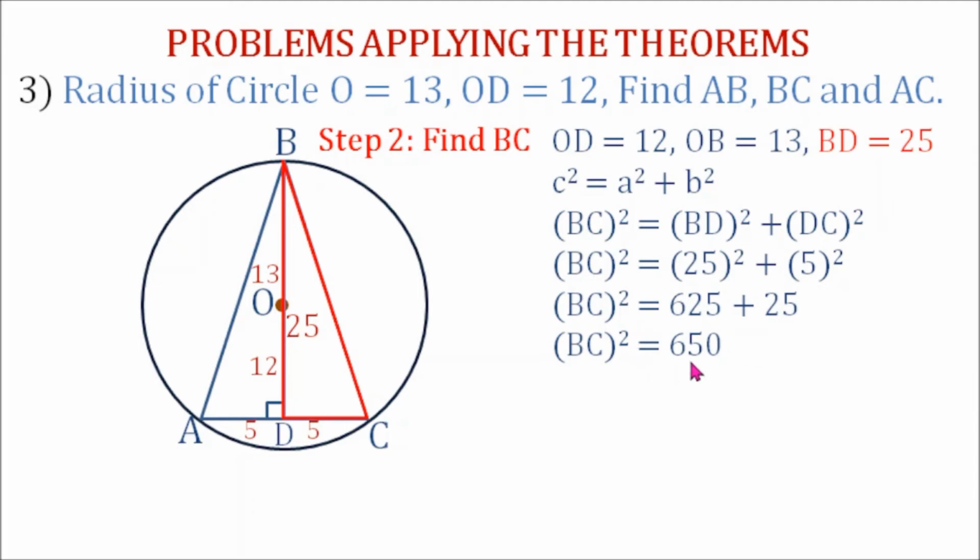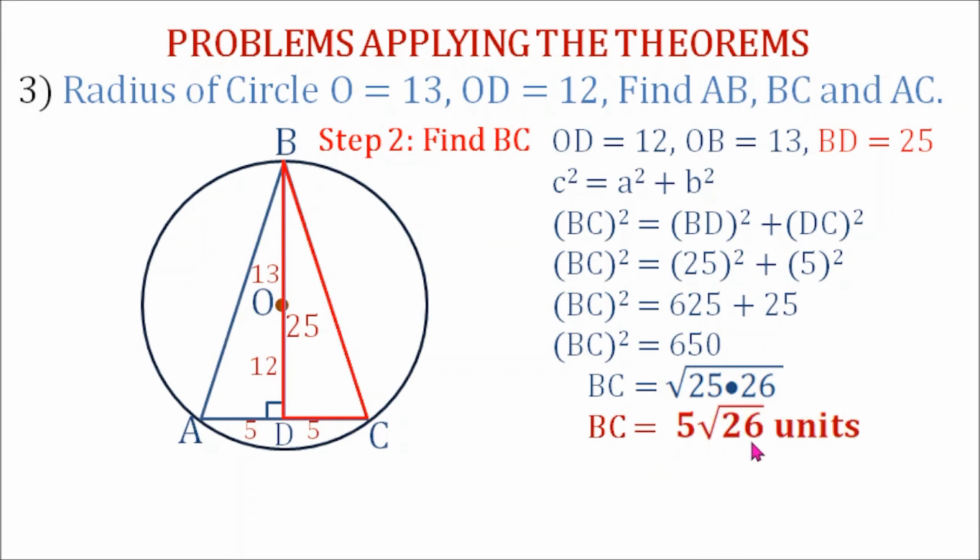Now since 650 is not a perfect square, we will just factor 650 such that one of the factors is a perfect square. So we have square root of 25 times 26. And square root of 25 is 5, so that means BC equals 5 times square root of 26 units. And BC equals AB. So that means AB is also 5 times square root of 26 units.